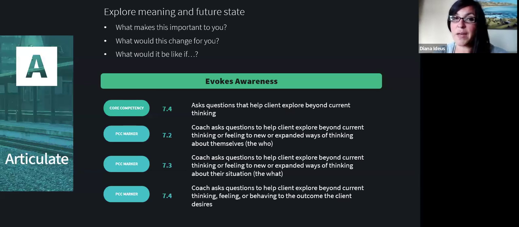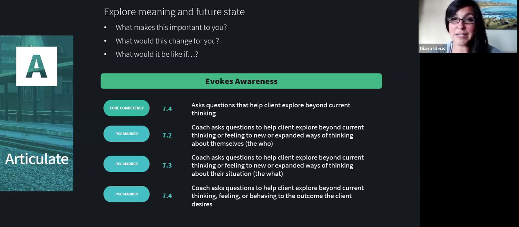You don't have to do all of them, but thinking about that whole person, you're asking about the who in 7.2. You're asking about the what, and then exploring towards the outcome the client desires. Now, if you didn't do 3.2 and identify the outcome, you can't actually do 7.4 because that hasn't been articulated. So the ICF is going to expect you to do that.